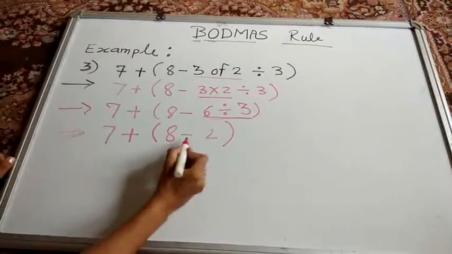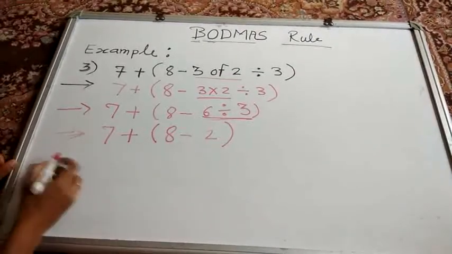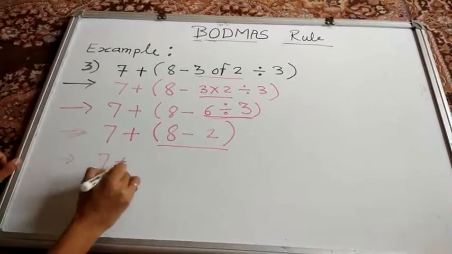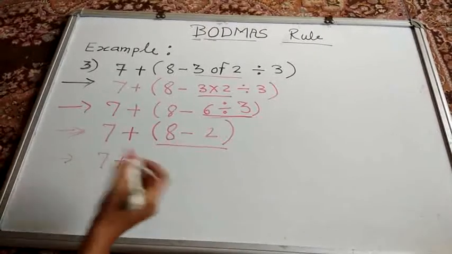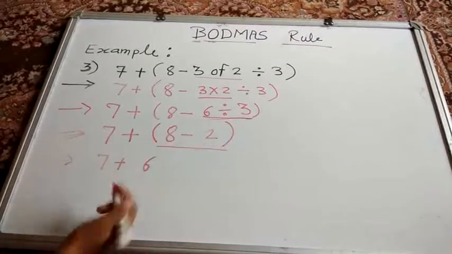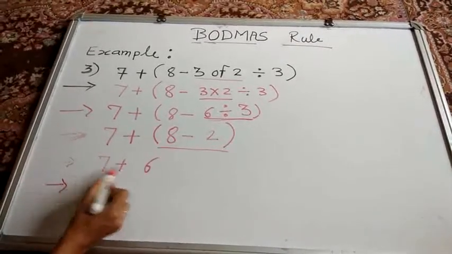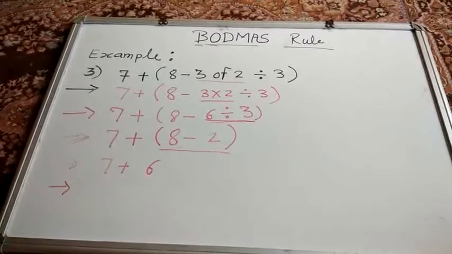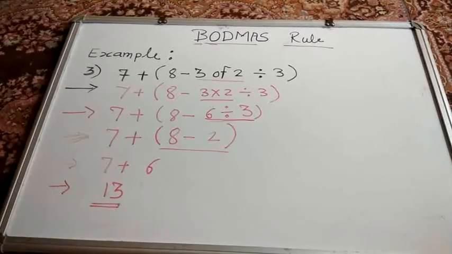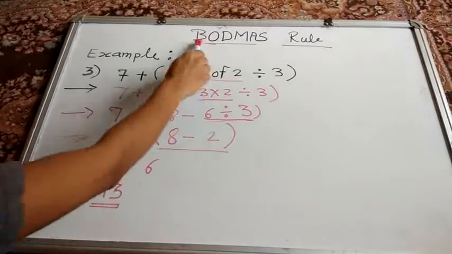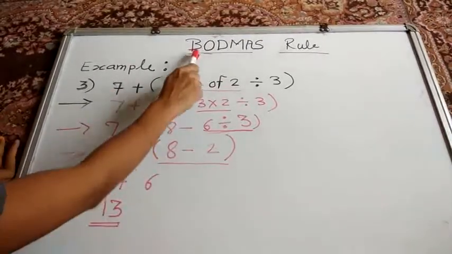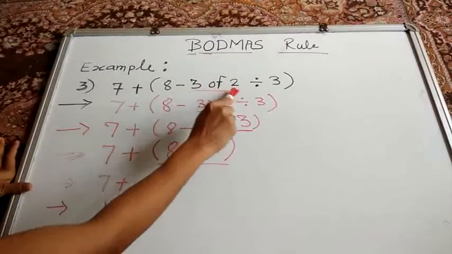Now which operation is left? The operation is subtraction. Now solve this bracket. 8 minus 2. Answer is 6. As I said, after solving, remove the bracket. Now what is left? 7 plus 6. What is the answer? The answer is 13. This is how we have to use the BODMAS rule for solving such types of examples. According to each letter, you have to solve every step.